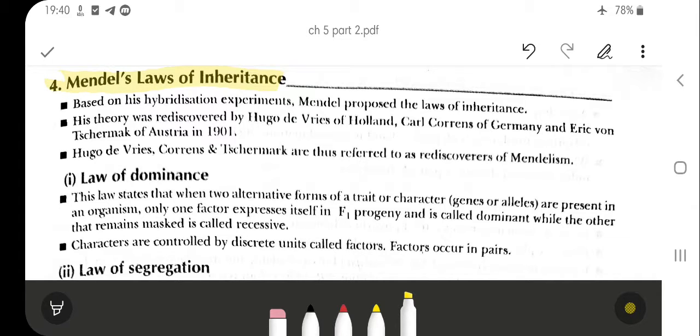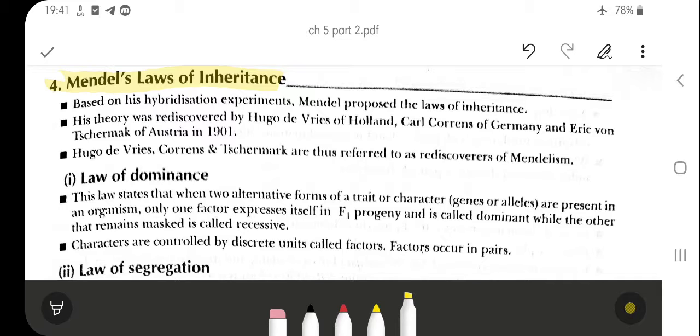Based on his hybridization experiment, Mendel selected the garden pea and took the character of stem height, and crossed the pure tall and the pure dwarf. In the F1 generation we get only tall plants, and in the F2 generation phenotypically we have 3 tall and 1 dwarf, and genotypically we have one pure tall, two hybrid, and one pure dwarf.